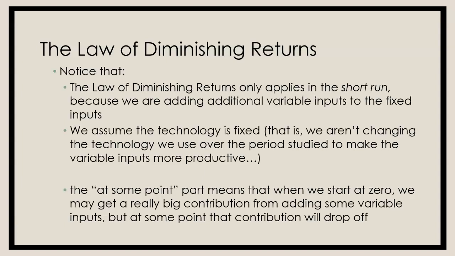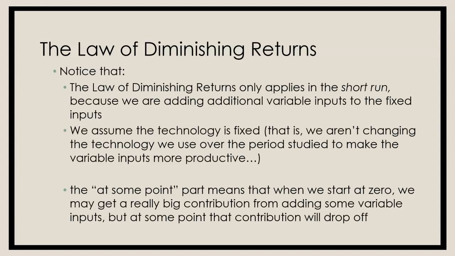Another important assumption in the law of diminishing returns is that as we're adding these additional variable inputs, the technology that we're using isn't changed. So the technology stays fixed as well. So we can't change the technology as we add more variable inputs to somehow make those inputs more productive. Everything stays the same.